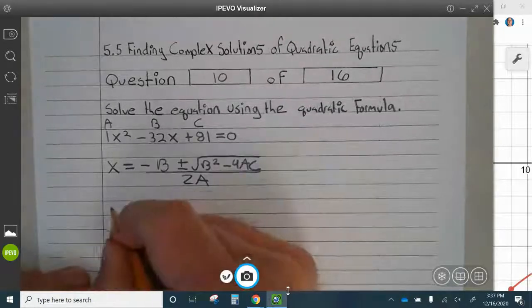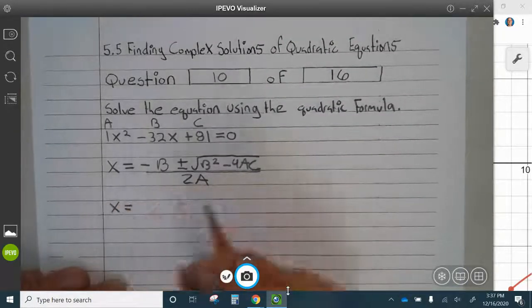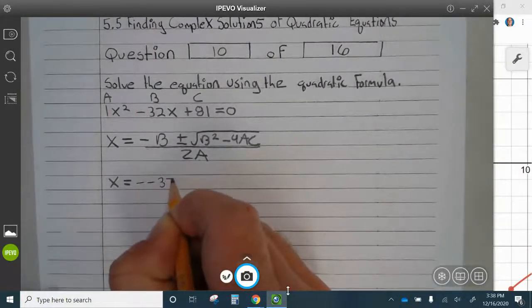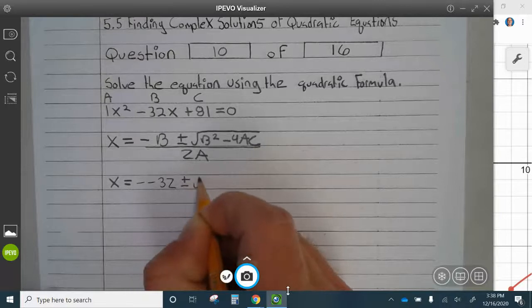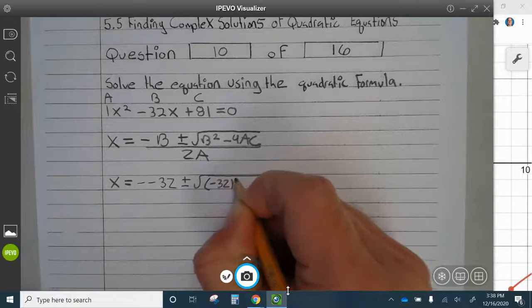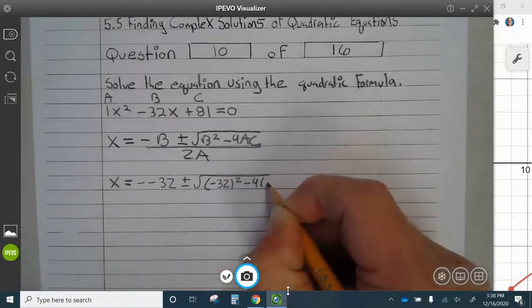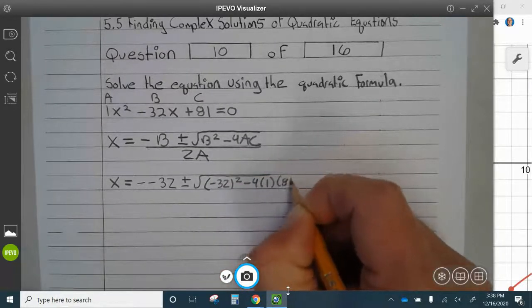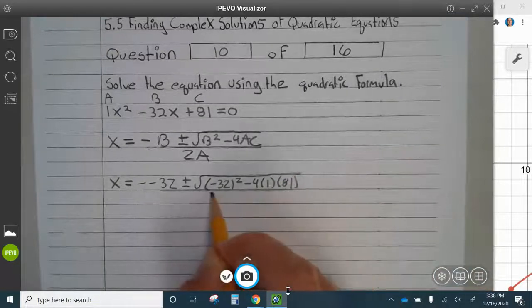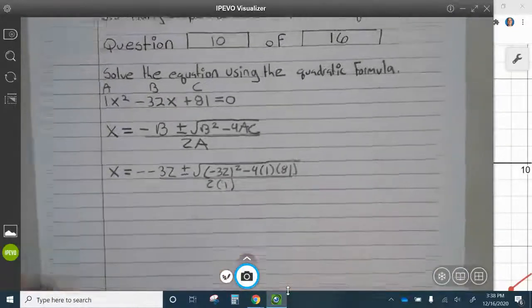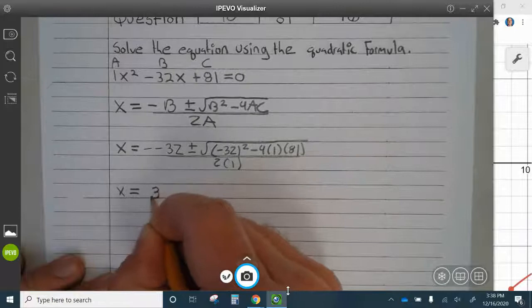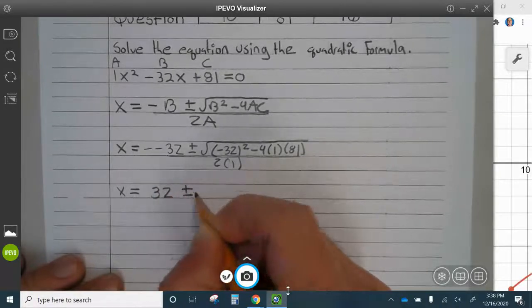Okay, so then x equals negative b, so that's negative 32 plus or minus the square root of parentheses negative 32 squared minus 4 times 1 times 81 divided by 2 times 1. So x equals positive 32 plus or minus the square root.